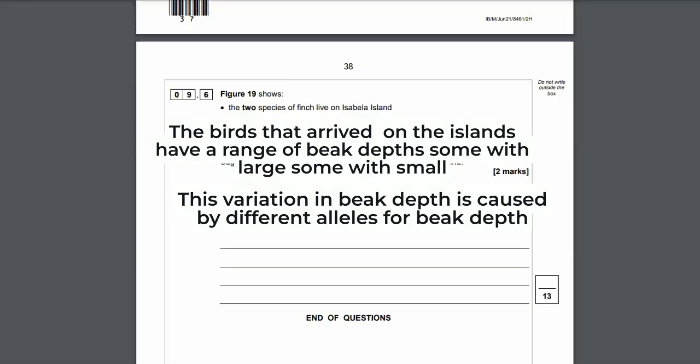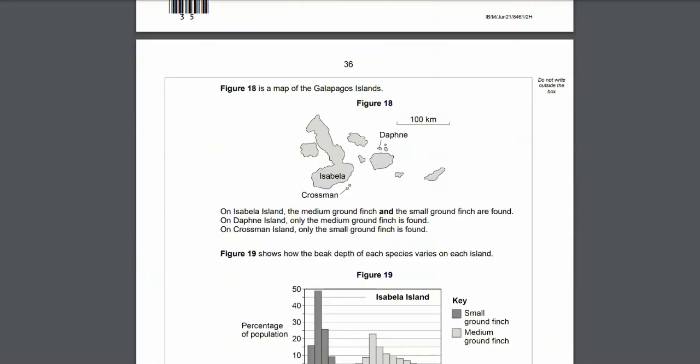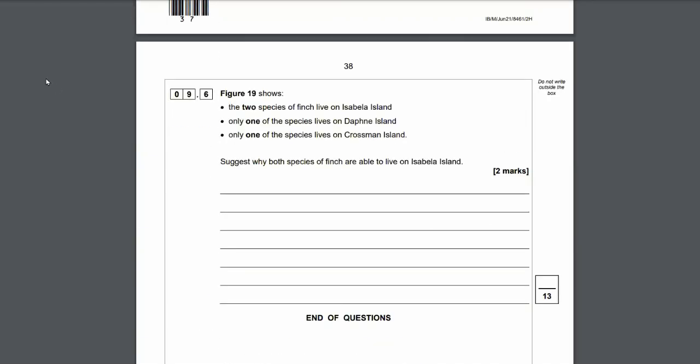9.6, figure 19 shows the two species of finch live on Isabella Island. Only one of the species lives on Daphne Island and only one on Crossman Island. So Daphne Island only has one type of finch. Isabella has both types of finch. Suggest why both types of the bird are able to live together on one island. And the idea here is that the beak depths of the two species are quite different on Isabella Island. So one of them has a very high beak depth and the other one a short beak depth.